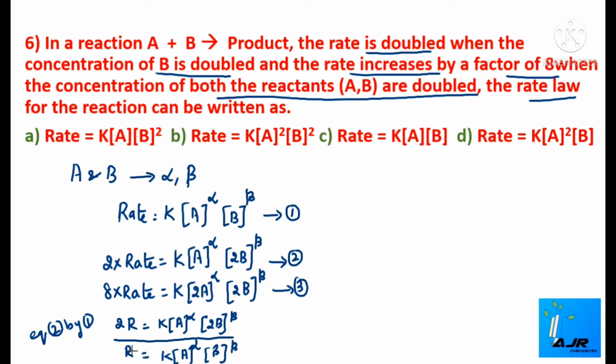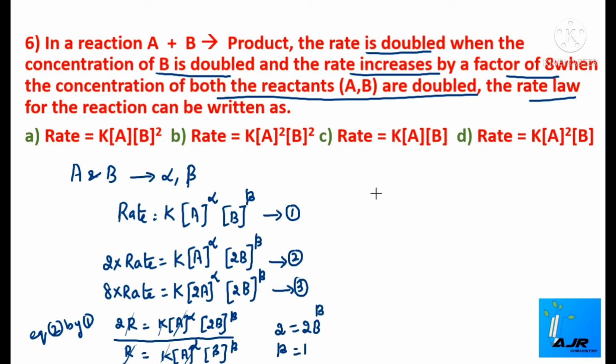So when you are simplifying, this gets cancelled, this gets cancelled, this gets cancelled, and finally you'll be having 2 is equal to 2B per B, that is 2 to the power beta. So what is the beta value? It's equal, right? Beta value is equal to 1. So we have found out beta.